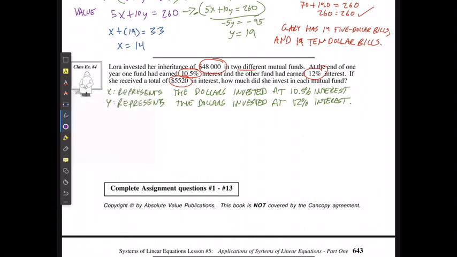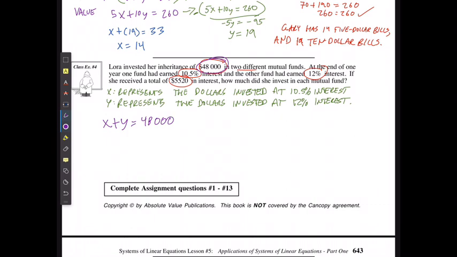Now I need to come up with my equations. Well, she invested a total of $48,000, which means that the amount she invested in one plus the amount she invested at the other has to equal the total of $48,000.